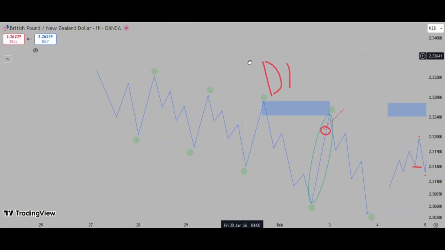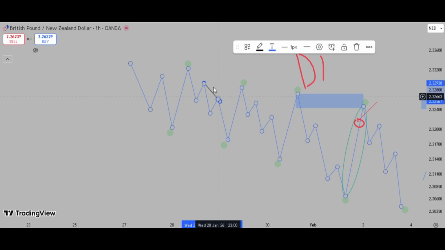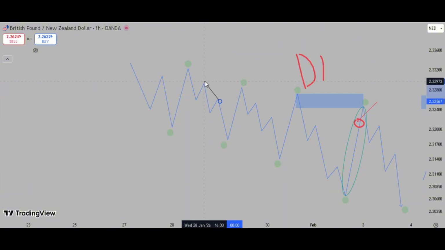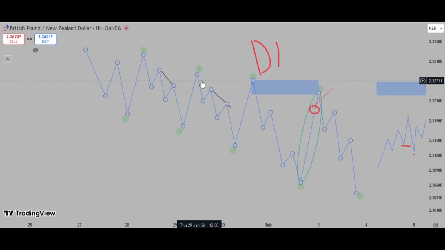The reason why the market is going up and going down is because the market needs liquidity. Based on our concept, we understand that these are liquidity. The market might not really take everything, but it just needs part of it. And sometimes the market takes everything. Look at this. Market takes everything.